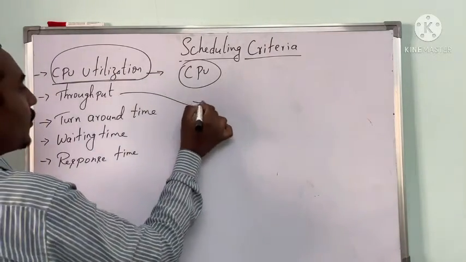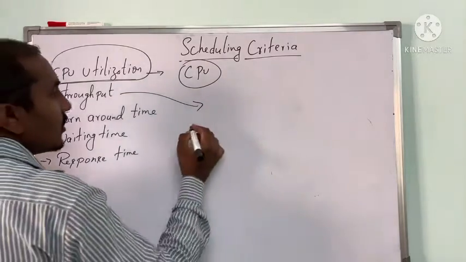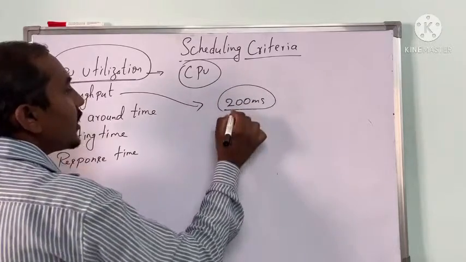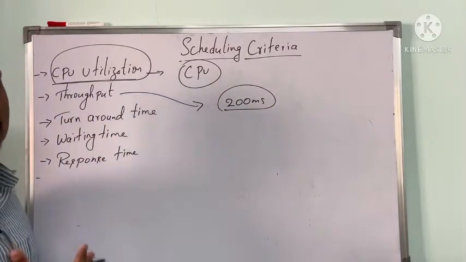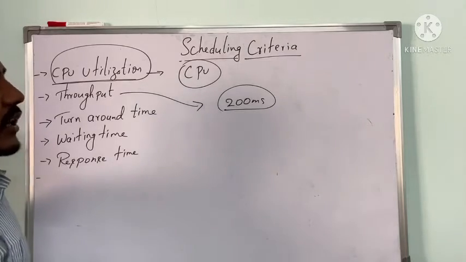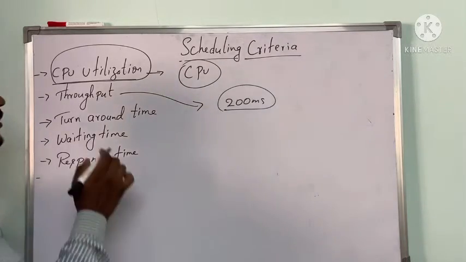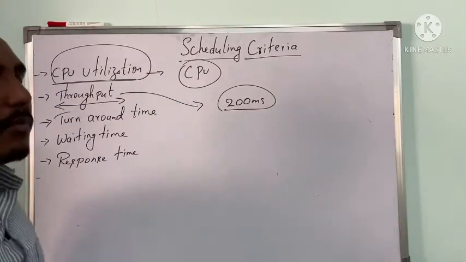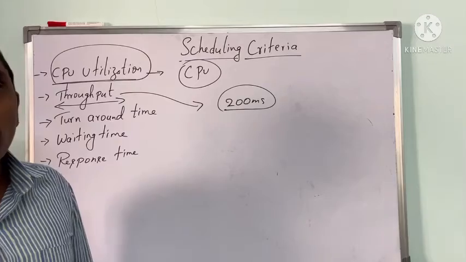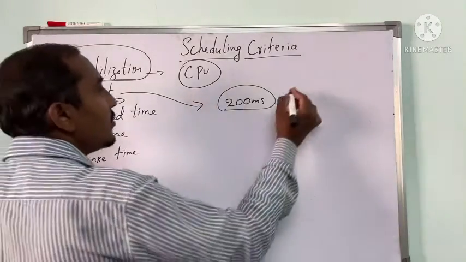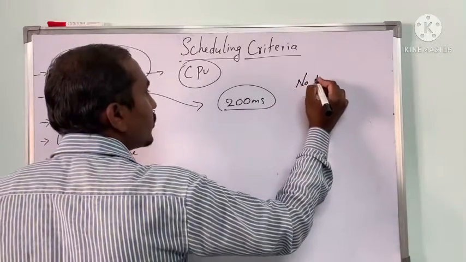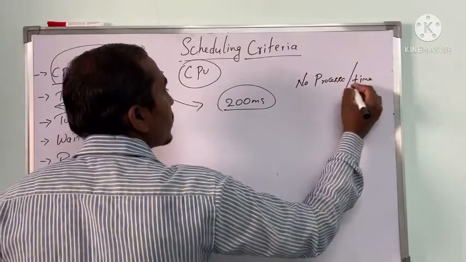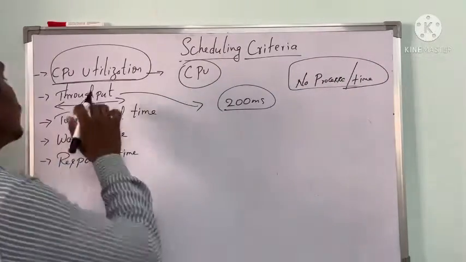Next, coming to throughput. Say for example, I'll take 200 milliseconds. In 200 milliseconds, how many processes are executed, how many processes have completed their execution? That count or measure is considered throughput. Throughput is the number of processes executed per unit time. So you can simply write: number of processes per time. This represents throughput.